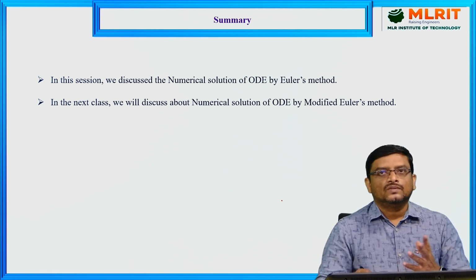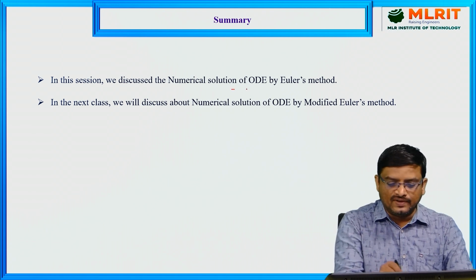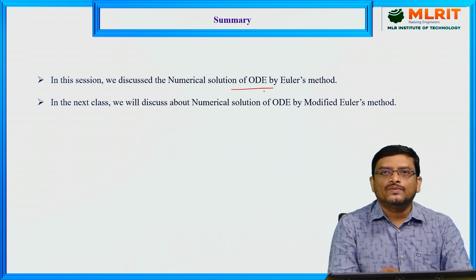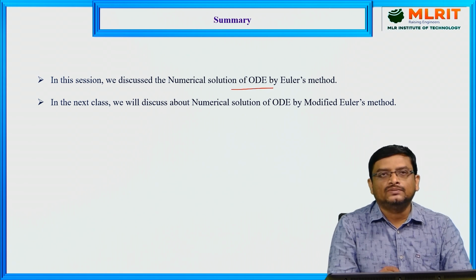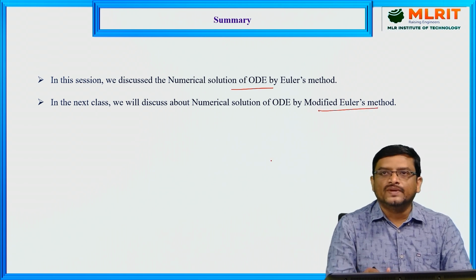So in this video we have discussed how to apply the numerical method, that is Euler's method, to find the numerical solution of an ordinary differential equation. We said that the solution we get by using Euler's method is not a very accurate value. So in order to get a more accurate value, Euler's formula is modified. That method we can call the modified Euler's method. We'll discuss this modified Euler's method to find the numerical solution of ordinary differential equations in the next video. Thank you all.